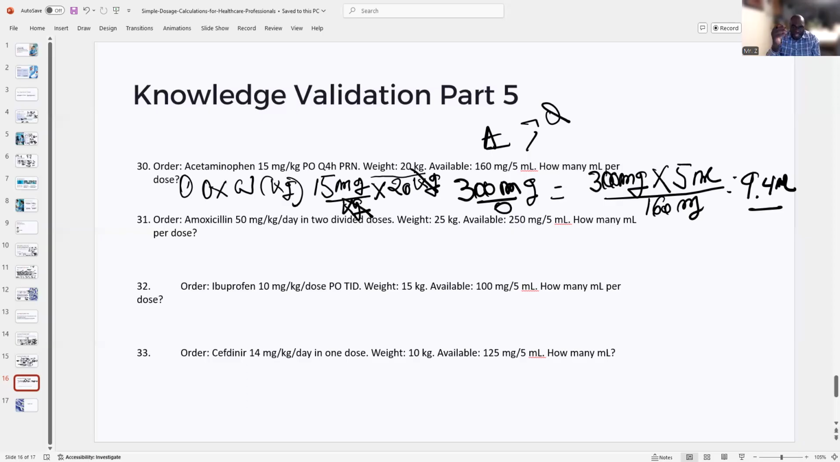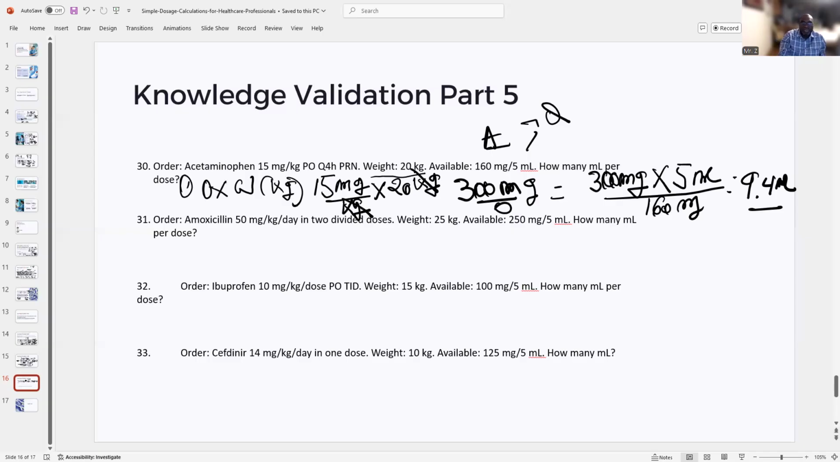So for the person that weighs 20, you multiply by the value of the weight. You need to find the order according to that person's weight, which is 20 kilograms. You do 15 times 20, it gives you 300. Now you have what that person is supposed to get according to his weight. Now do your thing. Your new order is 300 milligrams multiplied by quantity, which is 5. The available is 160.